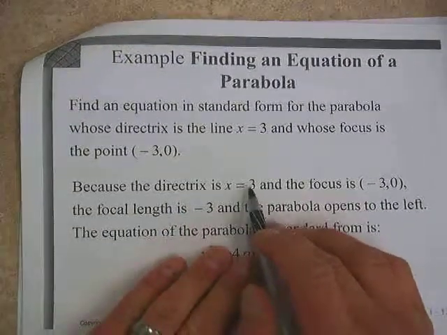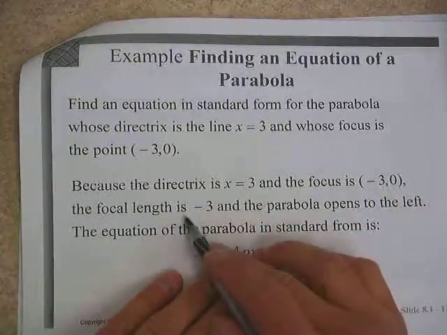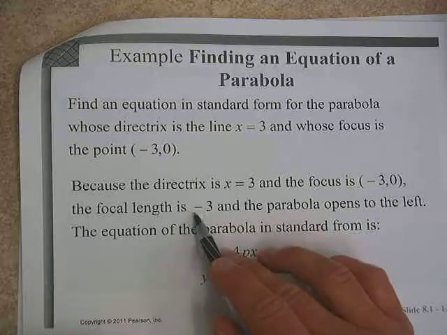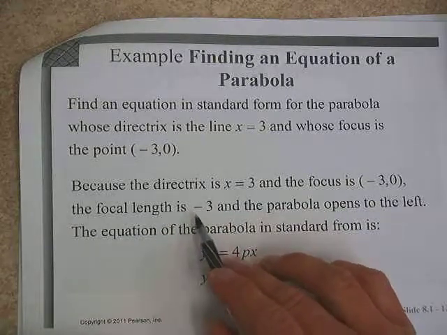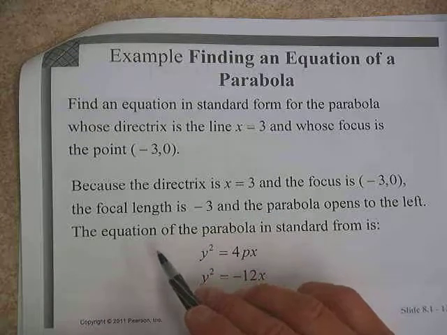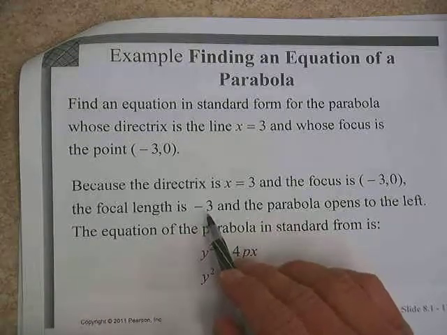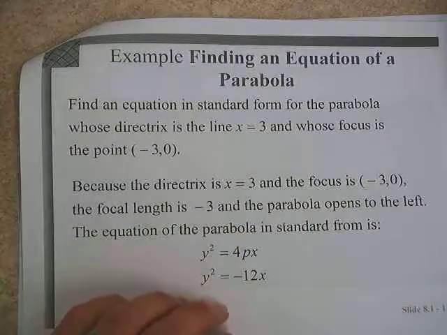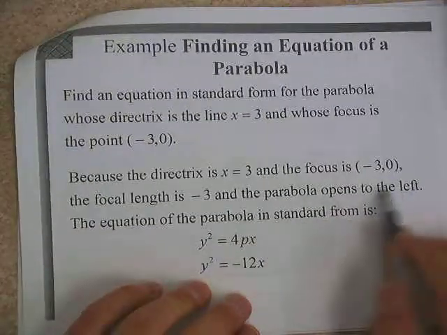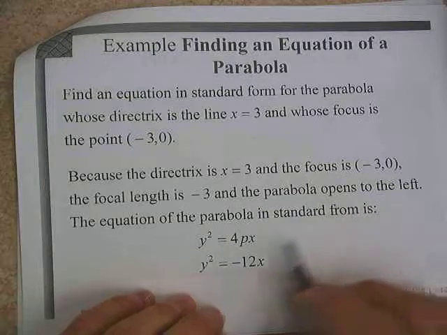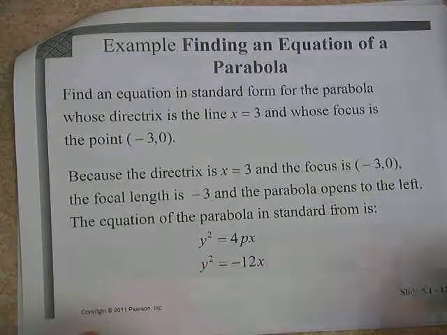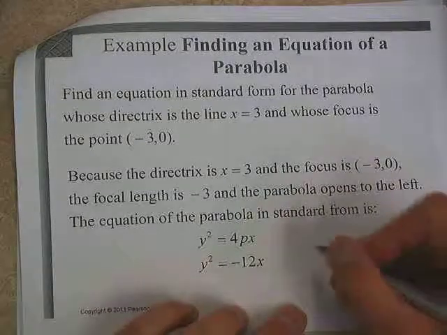Okay, so let's see on the next slide how they handled that situation, because ultimately we need that value of p if we're going to write the equation. Okay, so the directrix is x equals 3, focus is that. The focal length is negative 3, because ultimately the focal length is going to be the distance from the origin, in this case, because it's the vertex, to the focus, which is going to be negative 3, because we're going left.